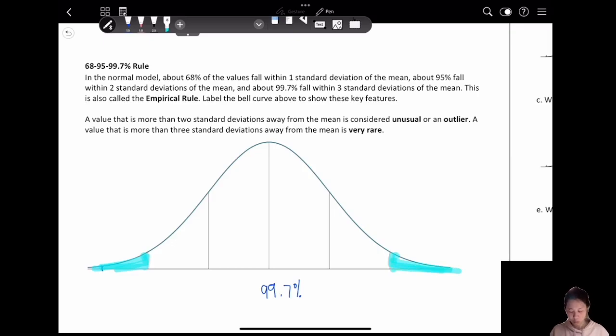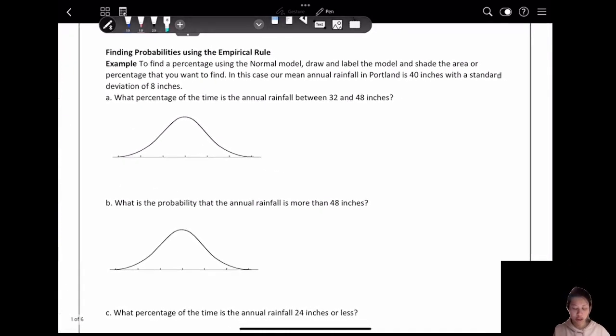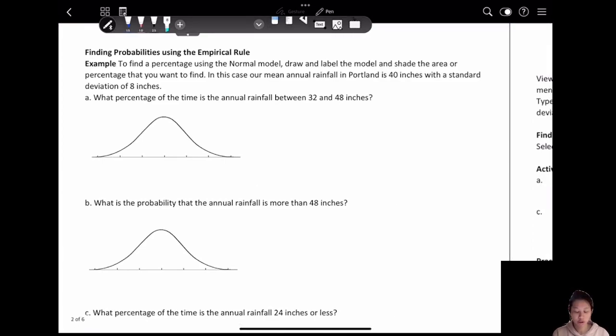Okay, so now let's use our GeoGebra. Here, they say to find the percentage of the normal model, draw and label the model, and shade the area of the percentage that you want to find. In this case, our mean annual rainfall in Portland is 40 inches with a standard deviation of 8 inches.